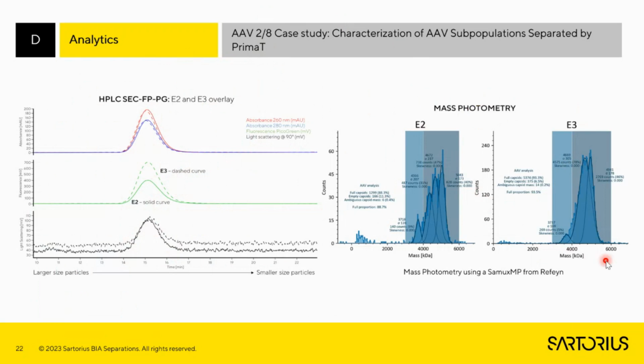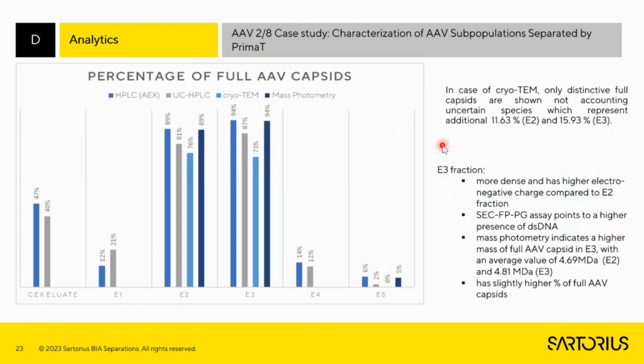And lastly, courtesy of Refeyn, we also did mass photometry, and again, it showed that E3 had slightly higher molecular mass compared to the E2 fraction. Those were all qualitative assessments, but we also did the quantitative. All of those analytics can also be expressed as the percentage of full capsids.